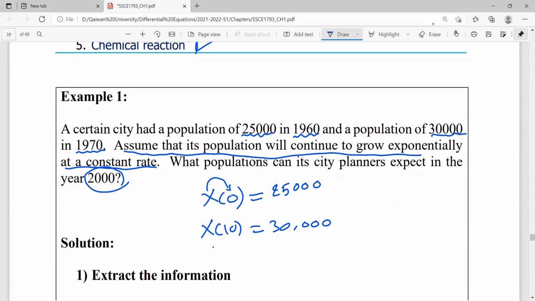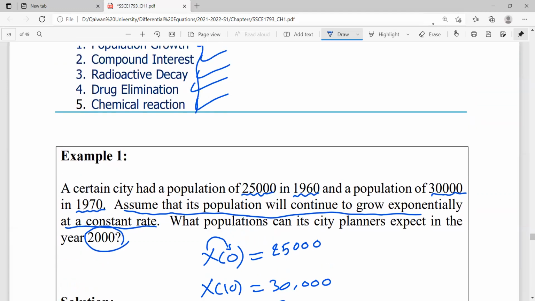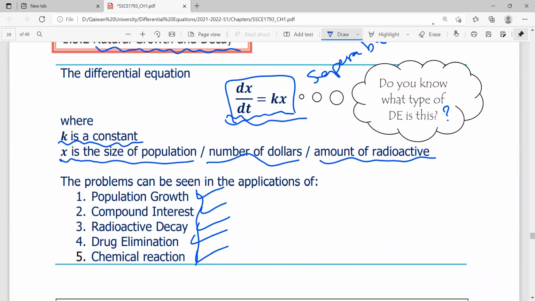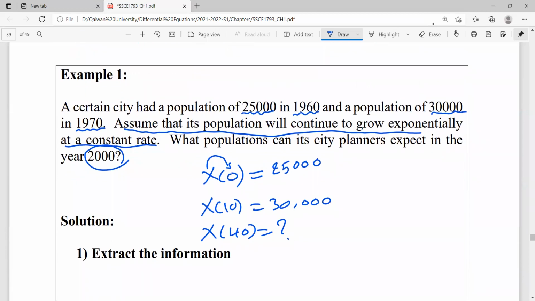So how about x of 2000? What's the time in 2000? It's 40. What's x of 40? We should find x of 40. By using this equation, the one we use in population growth, this differential equation. The given things in the example are only these two conditions, and what's required is to find the population of the city after 40 years.